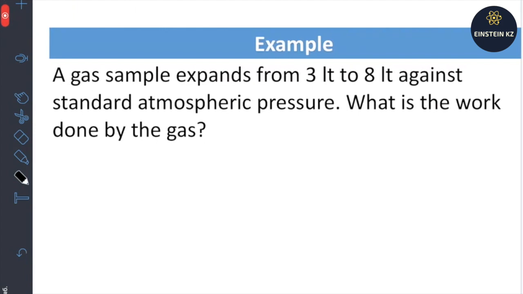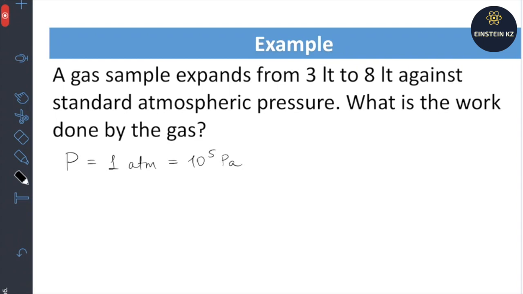So a gas sample expands from 3 liters to 8 liters against standard atmospheric pressure. What is the work done by the gas? So here the pressure is atmospheric pressure, which is equal to 1 atmosphere, which is equal to 10 to the power of 5 pascals.